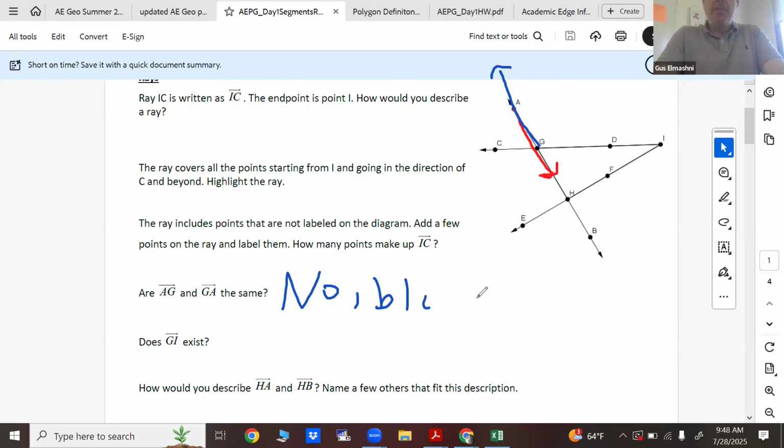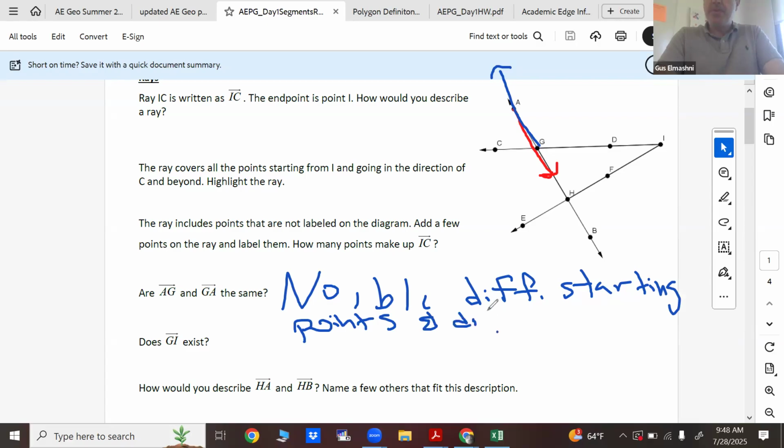And that's because of different starting points. I swear I need to buy a stylus. I'm so lazy. Different starting points and different directions.